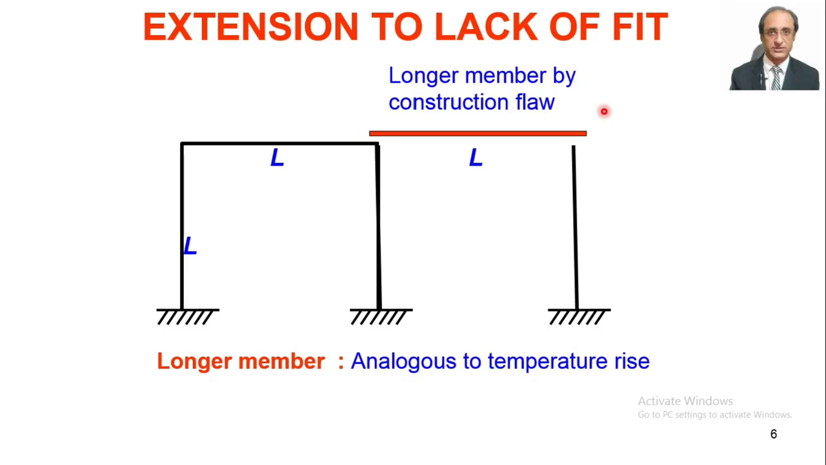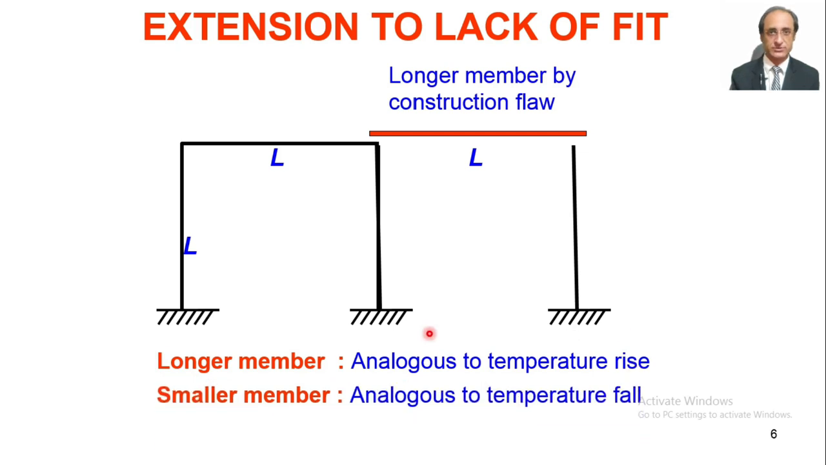So if the member is a longer member, this is analogous to temperature rise. Here the fixed-ended forces would be such that the member would be in compression, and in the case of a shorter member, this is analogous to temperature fall. So these can be tackled in the same way as the thermal effect.